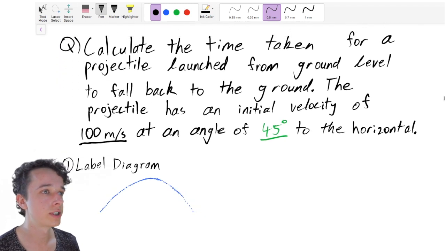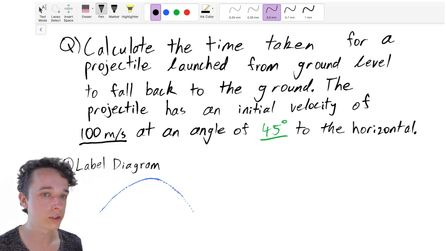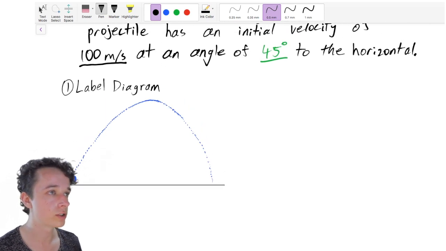All right, so this question says, calculate the time taken for a projectile launched from ground level to fall back to the ground. The projectile has an initial velocity of 100 meters per second at an angle of 45 degrees to the horizontal. So what do we do first? Label our diagram.